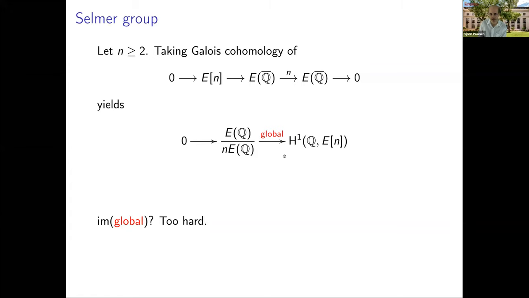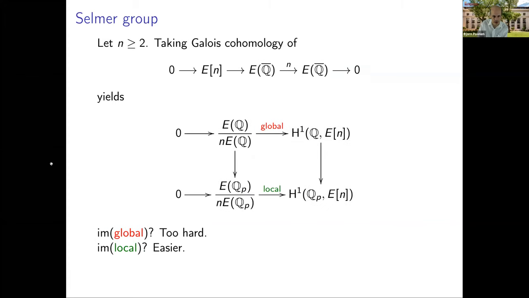Things over Q and number fields tend to be hard questions. So instead, we can look at a corresponding local question. Because there's nothing special really about Q in the formation of this sequence. You could do this for other fields, at least other fields where the characteristic does not divide n. So in particular, you could do this for the field of p-adic numbers, and you'll get a corresponding local sequence.